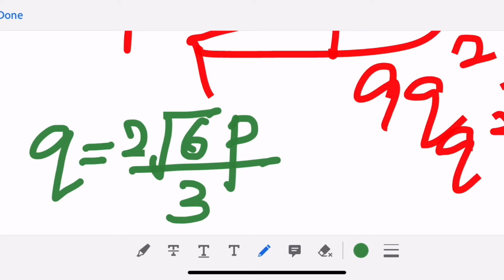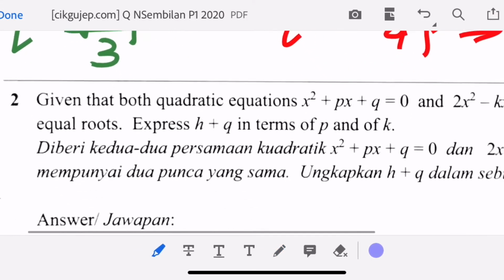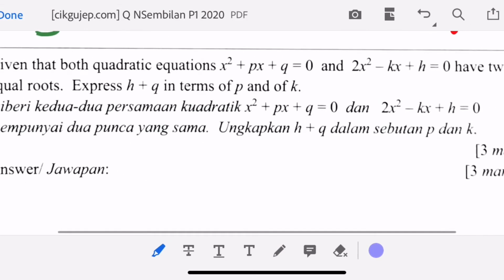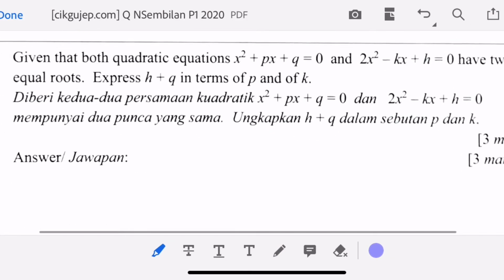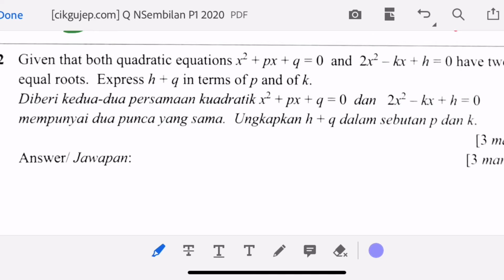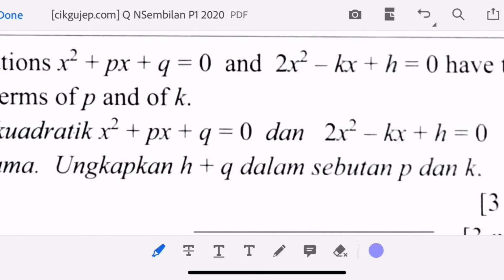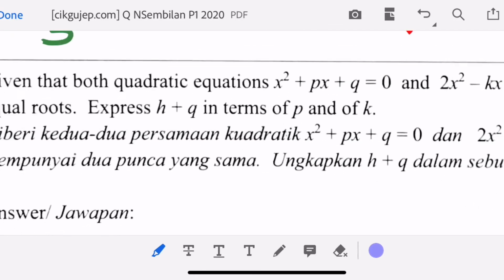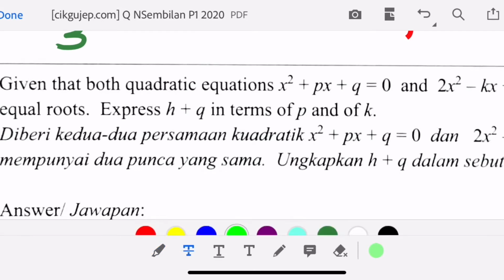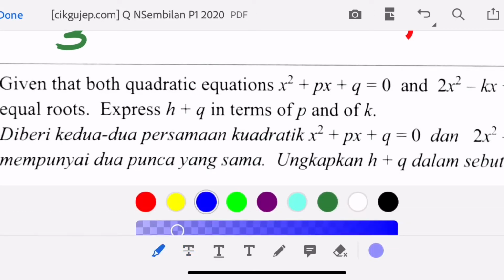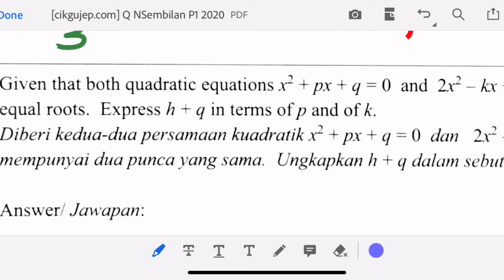Okay, so let's go to another question. This question is about quadratic equations. Given that both quadratic equations x squared + px + q = 0 and 2x squared - kx + h = 0 have two equal roots, express h + q in terms of p and k. Let's see how to do this question. It looks a bit challenging.